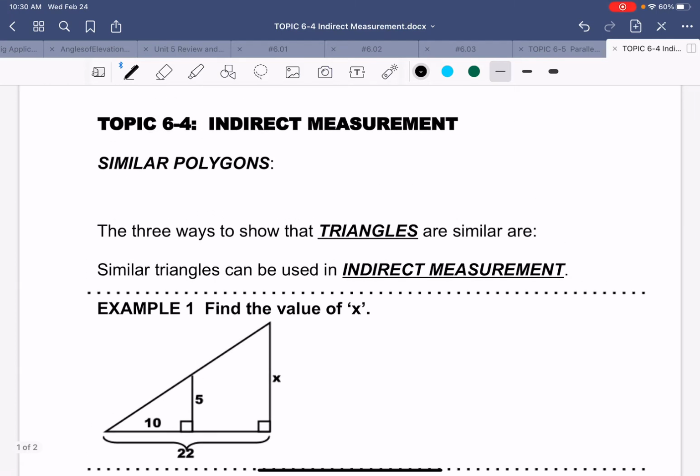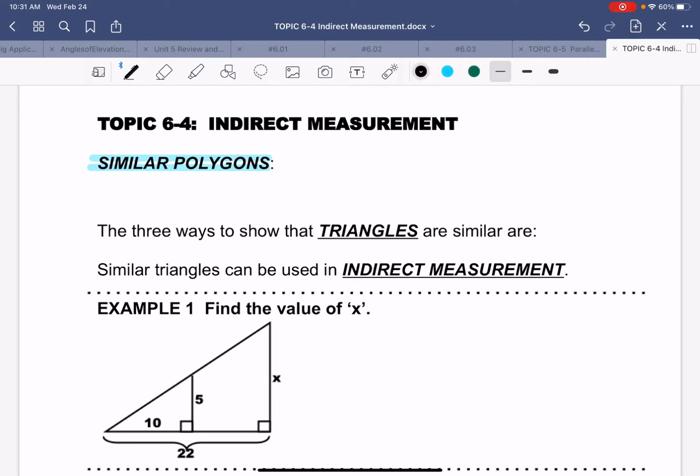All right, today we're going to talk about indirect measurement. Indirect measurement is a way to solve for missing sides of triangles. And we're going to be able to use what we have learned about proportions and ratios to do that. So let's review what we know about similar polygons.